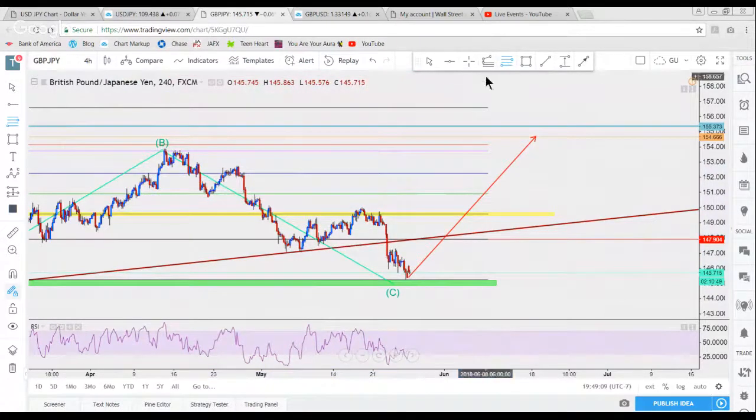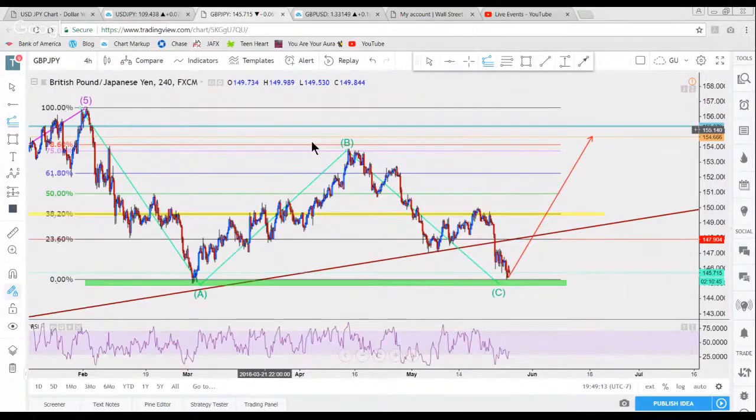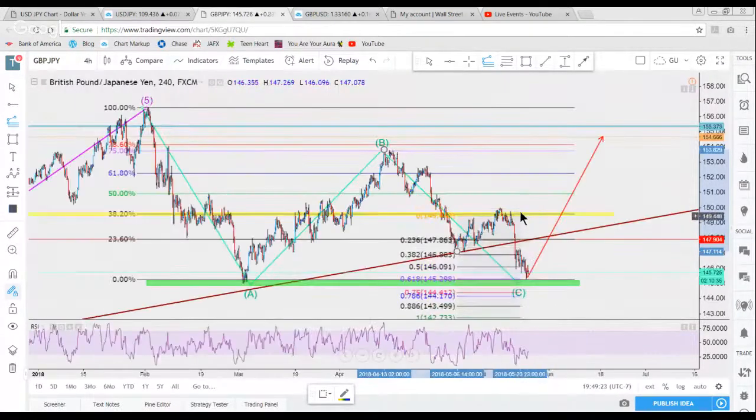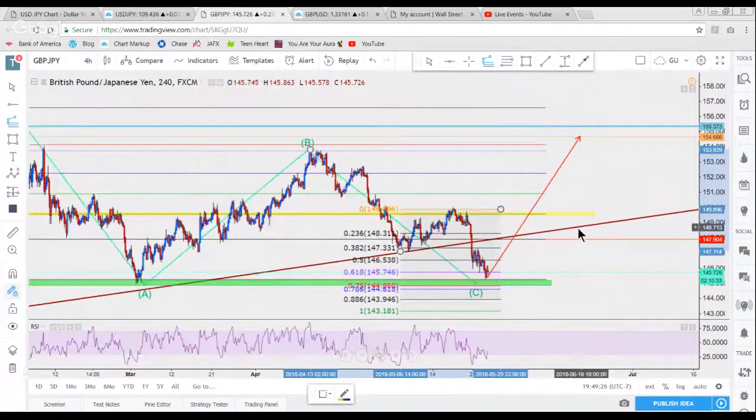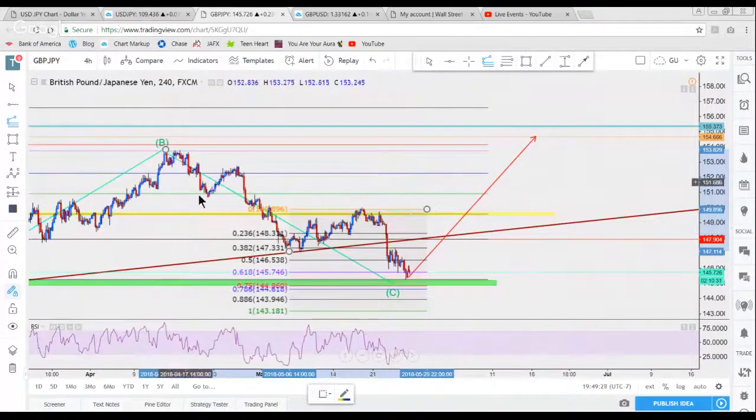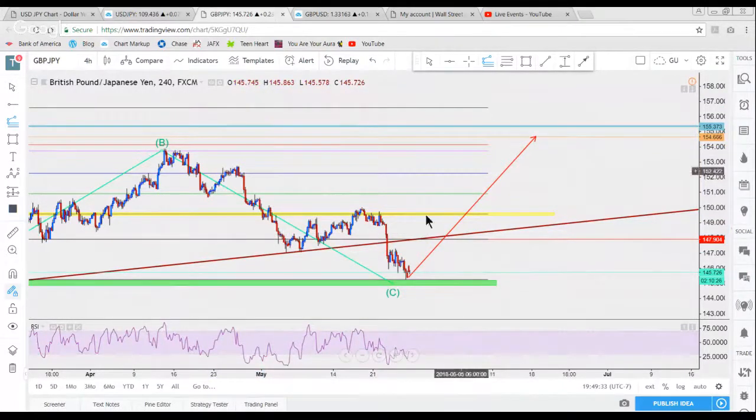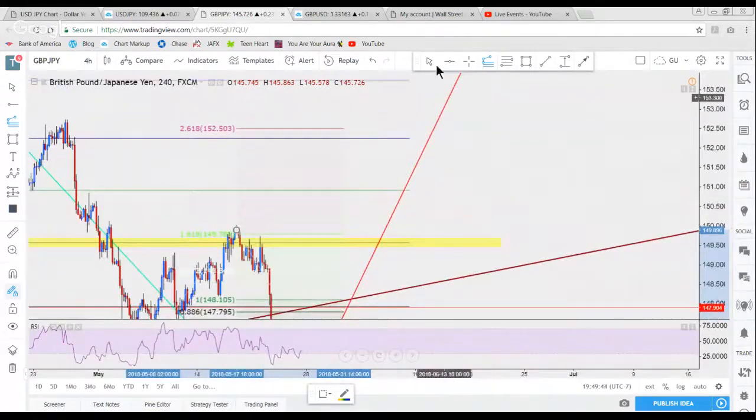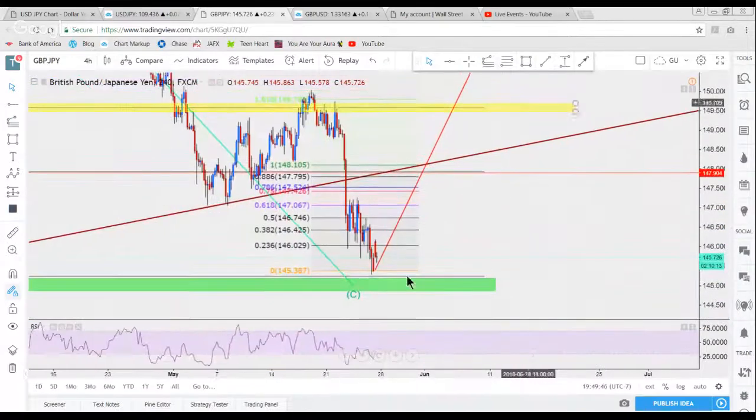Okay, so I'm going to do the Fibonacci retracement and the expansion. That's that. Alright, so another thing to notice, because this is some good stuff.